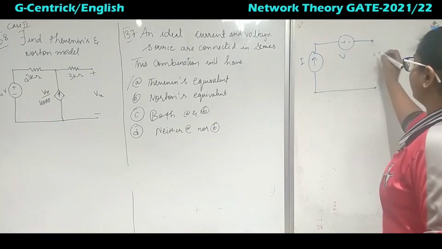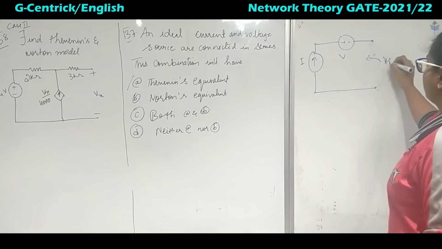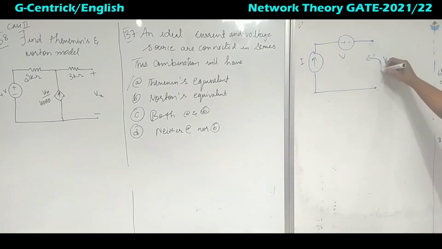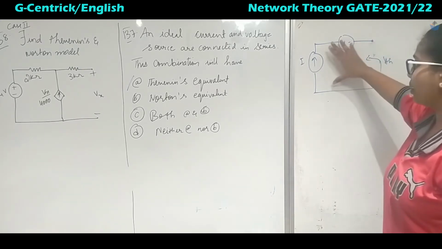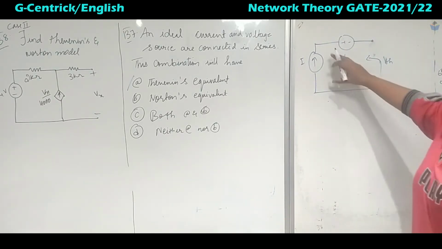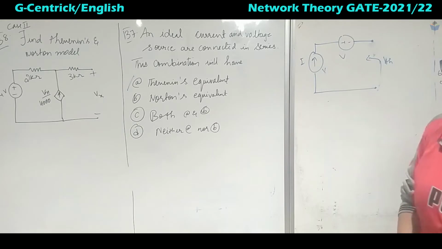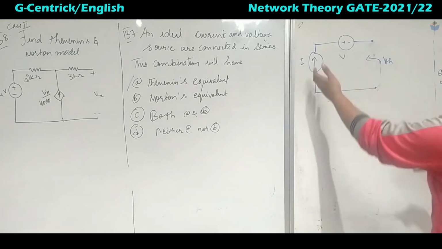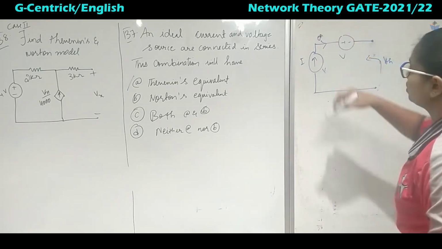Here I have to find V Thevenin. But for finding V Thevenin, what do I have to do? There are no parallel branches, so I have to take a KVL. Now when I take the KVL, I do not know what the voltage across this one is, and the current is 0, right? Current is 0 ampere.